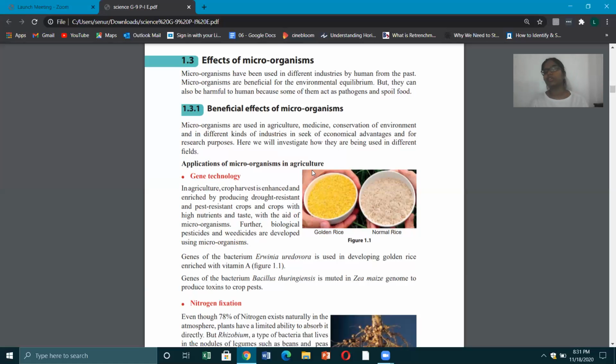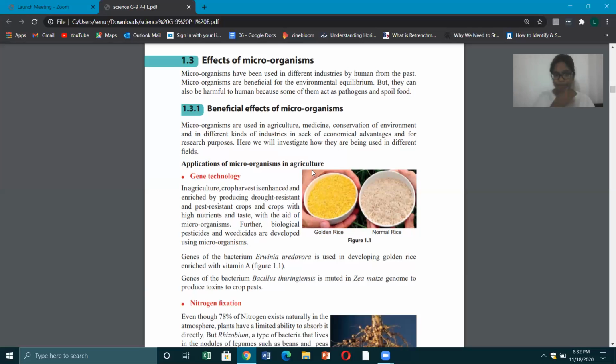Why? Just imagine, children, you keep a piece of bread out for about 2 to 3 days. What will happen to that piece of bread? It will be spoiled. Can you eat it again? No, you can't. Because why? It will be spoiled, and that is because of microorganisms. Unless you keep it in the fridge. I'm talking about the outside environment. Keep the slice of bread outside.